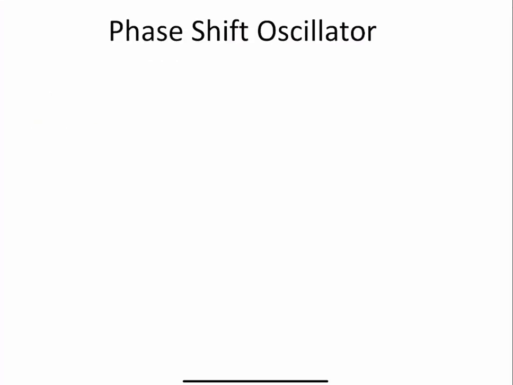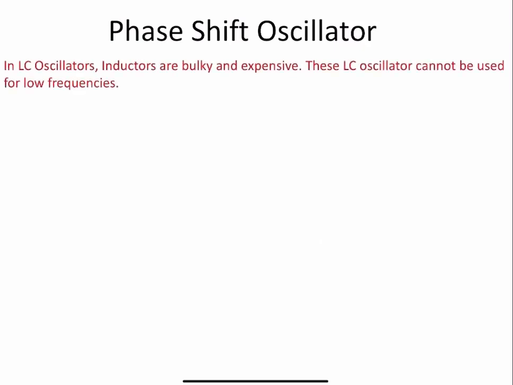Now next is the phase shift oscillator. The phase shift oscillator is one type of RC oscillator, meaning that in the feedback network, resistances and capacitances are connected. As in LC oscillators, inductors are bulky and expensive. These LC oscillators cannot be used for lower frequencies, or the audio frequency range, so the phase shift oscillator can be used.